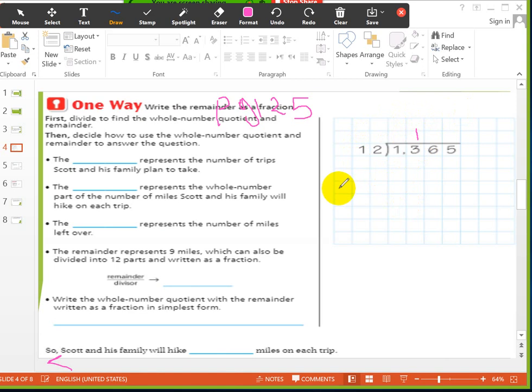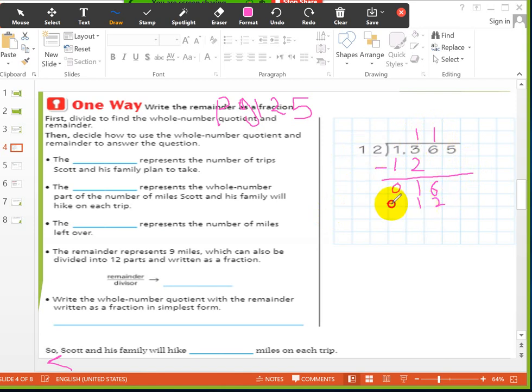Now I will multiply. Now I will multiply with 1. It will be 12. Now I will subtract. 3 minus 2 equals 1. And this will be 0. Okay? Now I will regroup the number. I will take the 6 and it will be 16. 16 divided to 12, also 1. 1 multiply 12 equals 12.